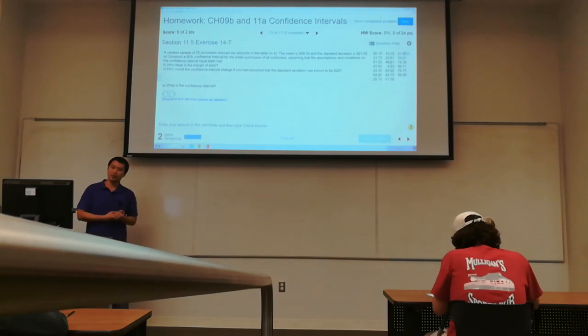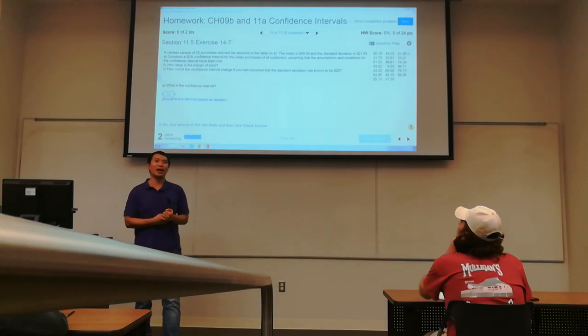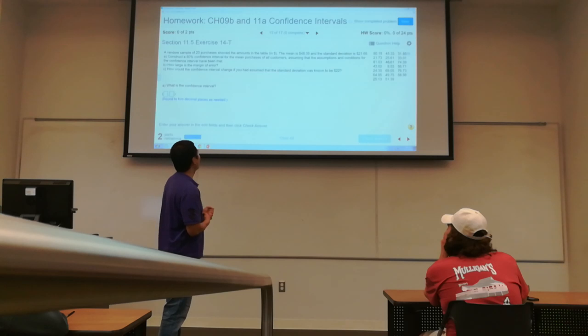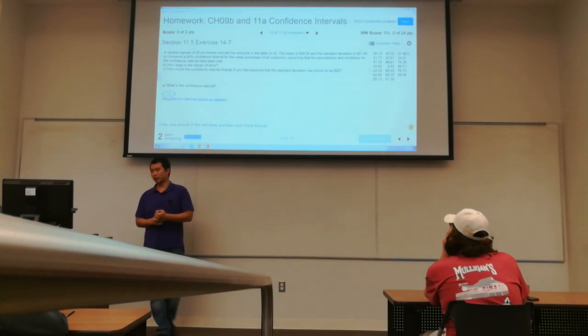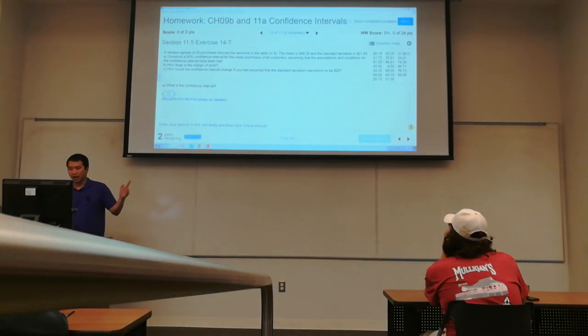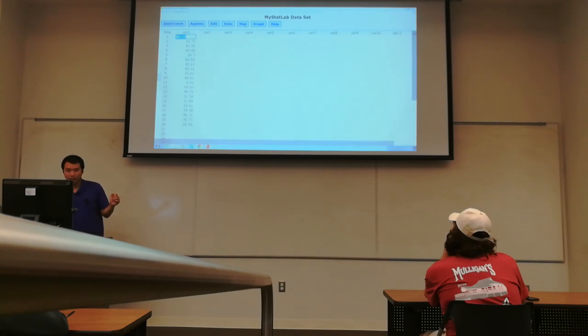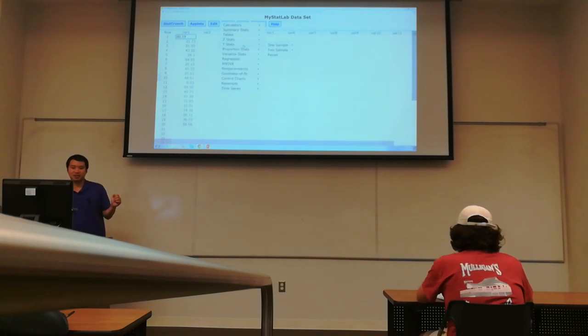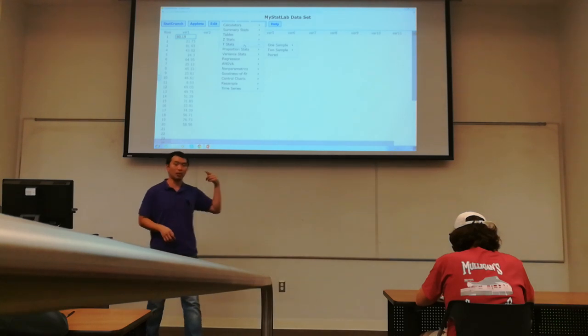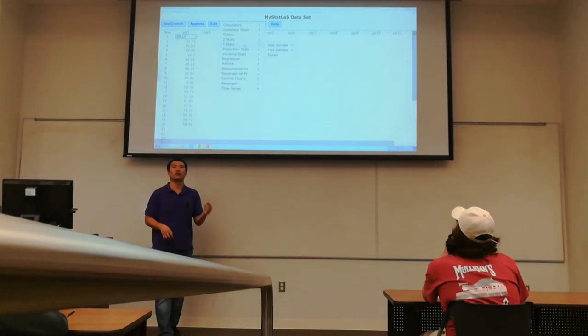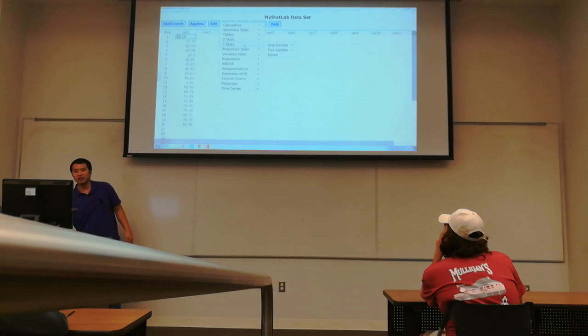In part A, we need to construct an 80% confidence interval for the mean purchase. So here I want to use the stat function to do the calculation. I will open the data table in a second. Then I go to stats, t stats, because we are talking about the confidence interval for the mean. So I go with the t stats, one sample.